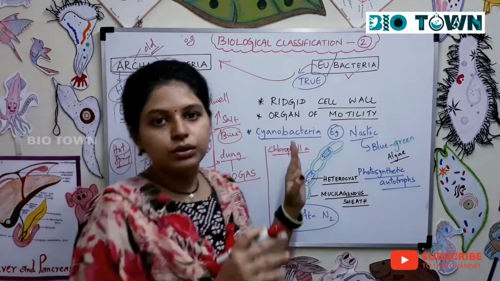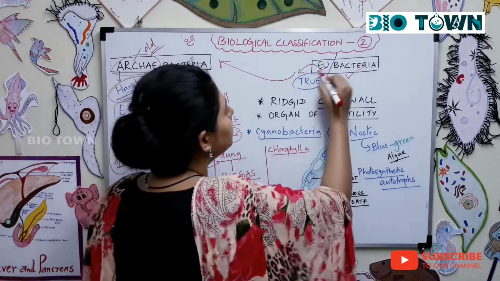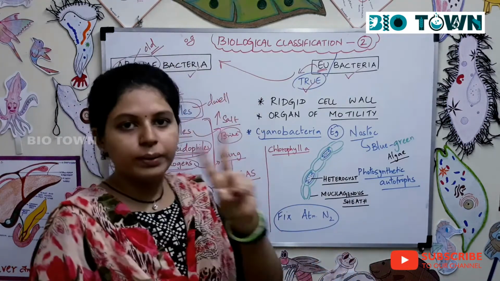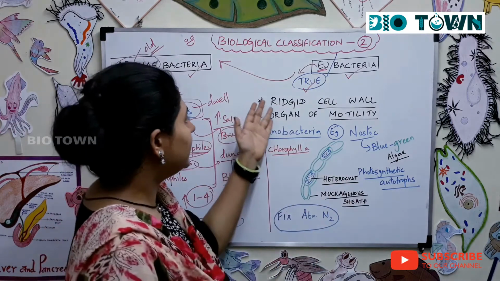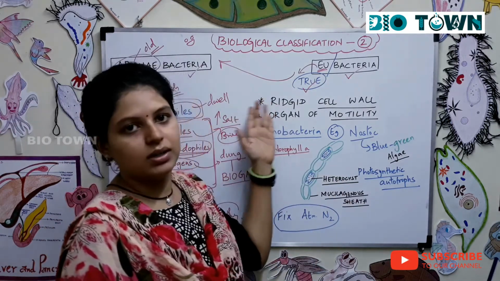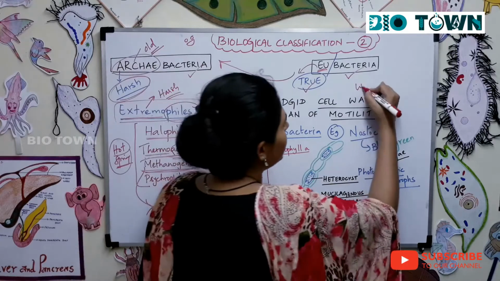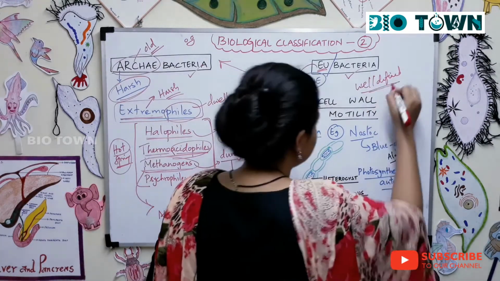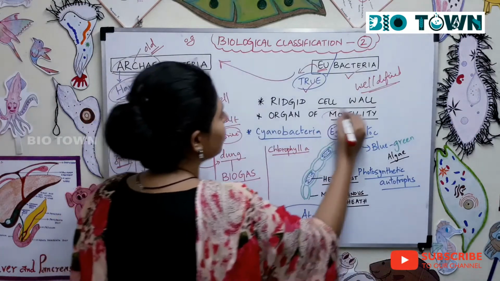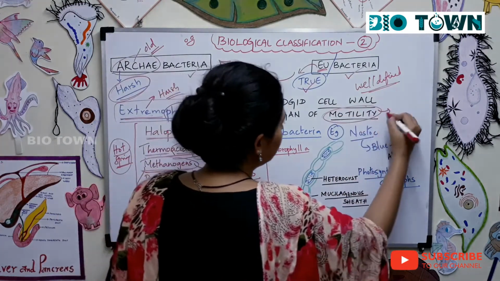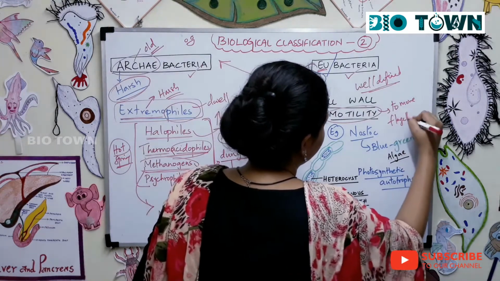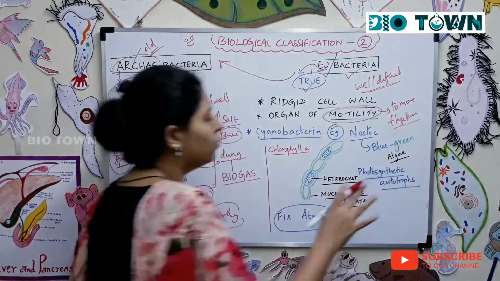Next, we'll move on to eubacteria. The term eu means true, as I told you in the last class. These bacteria have two important characteristics. One is a rigid cell wall, which means a well-defined, proper cell wall. And then they have an organ of motility. Motility means to move, which means they have flagella to move.